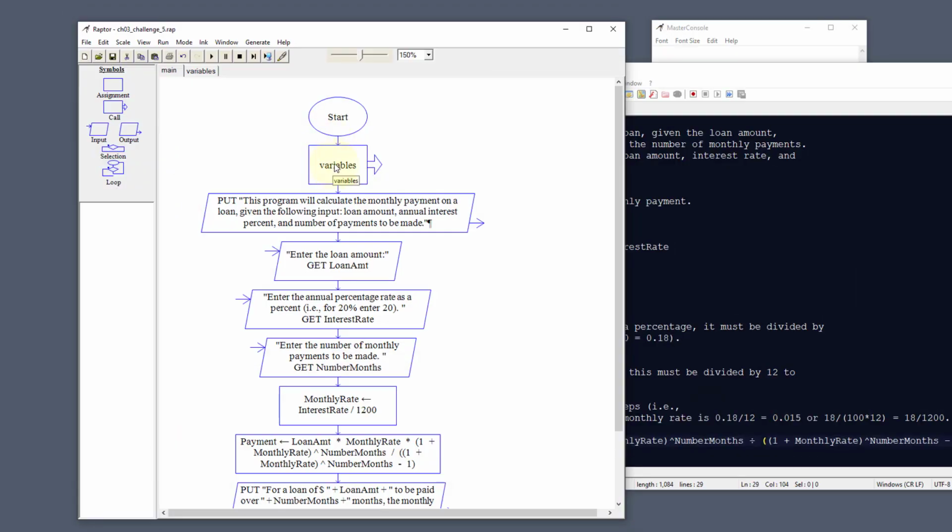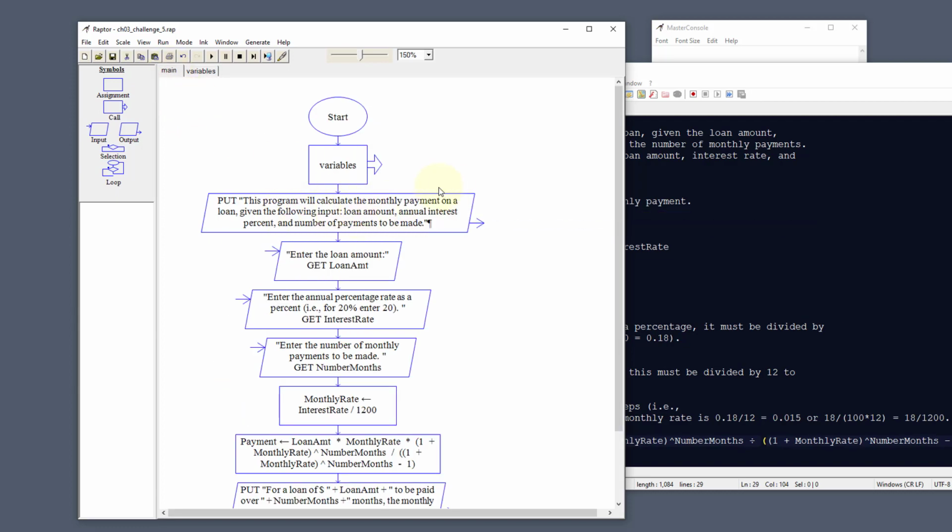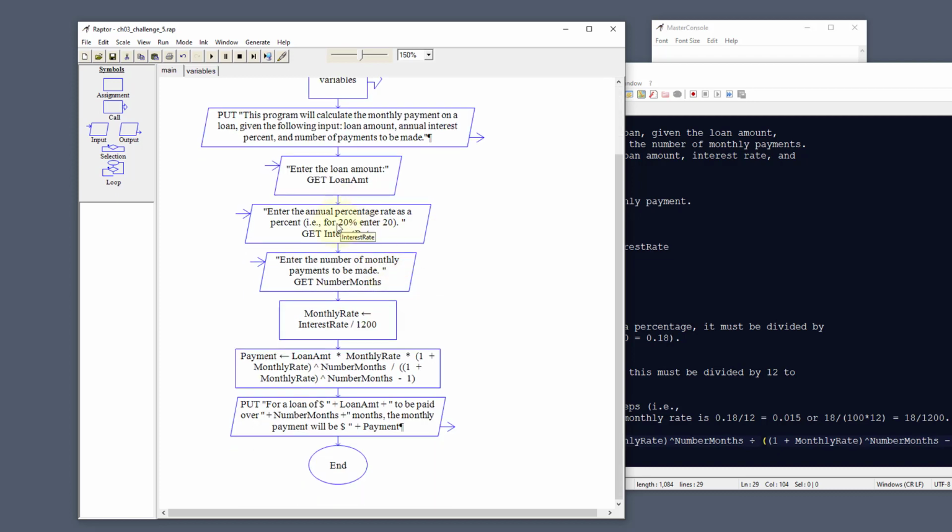Okay, so we're going to set our variables over on the flowchart. We're going to have our payment, our loan amount, our interest rate, our monthly rate, our number of months. And then we're going to output to the user what we're doing. Then we're going to ask the user to enter the loan amount and set the variable of loan amount. Then we're going to enter the annual percentage rate as a percentage. So we're going to say for 20, enter 20, and that sets our interest rate. And then we're going to enter the number of monthly payments to be made. That sets number of months.